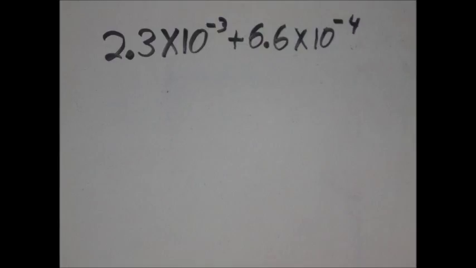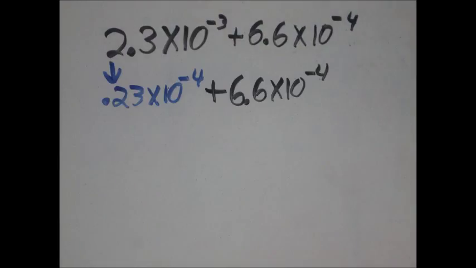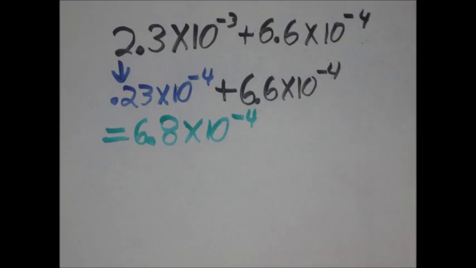plus 6.6 times 10 to the negative fourth, then you want to make the larger number have the same exponent as the smaller number. So that 2.3 times 10 to the negative third will turn into 0.23 times 10 to the negative fourth, which makes 0.23 times 10 to the negative fourth plus 6.6 times 10 to the negative fourth equal to 6.8 times 10 to the negative fourth. If you ever forget which number is best to change, just remember, change the exponent that is closest to 0.